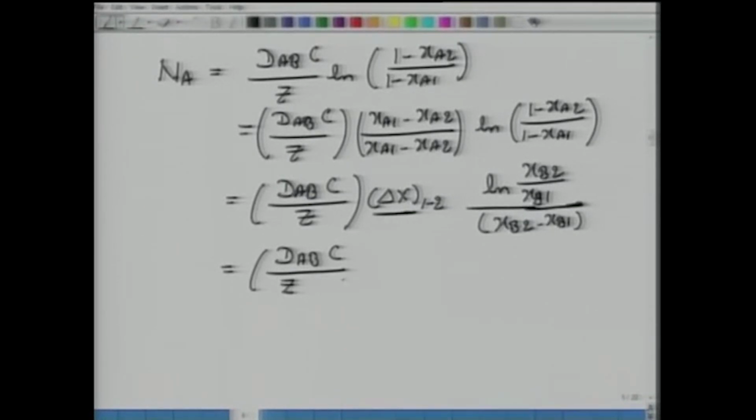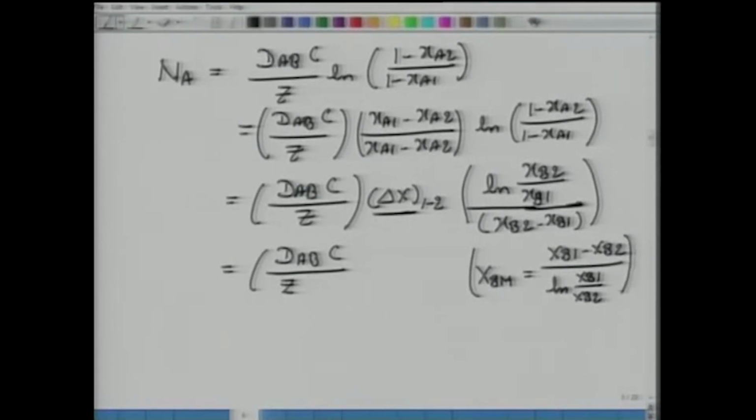which means now we have an expression for mole flux in terms of DAB C over Z into ln. If you try to recognize this term here, we have XB2 minus XB1 over ln, a quantity like this, we call it XBM. It's a logarithmic average, which is nothing but XB1 minus XB2 over ln XB1 over XB2. So just like we have an arithmetic average or geometric average or harmonic average, we have been able to obtain an expression for diffusion flux of A when B is stagnant in terms of known quantities here, and concentration difference, we have XBM here.